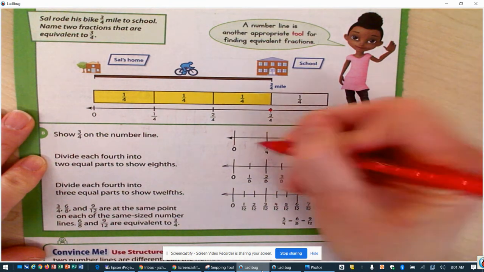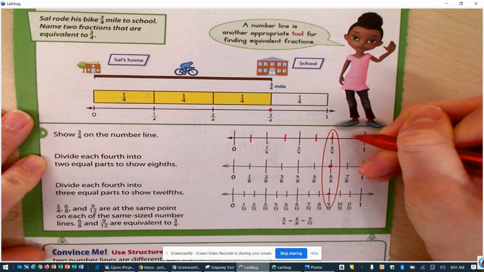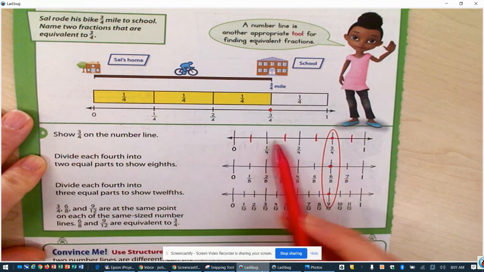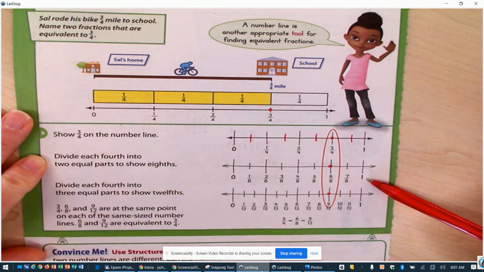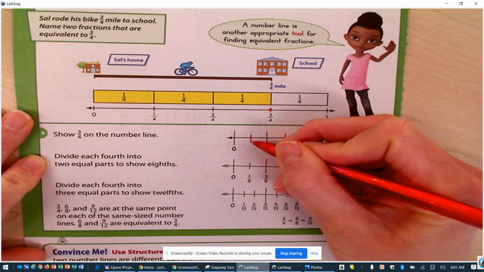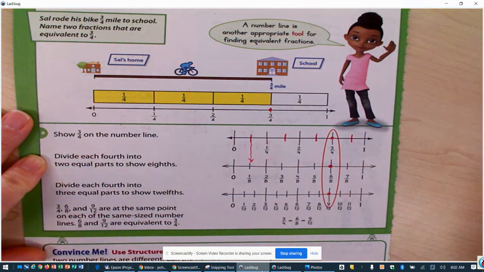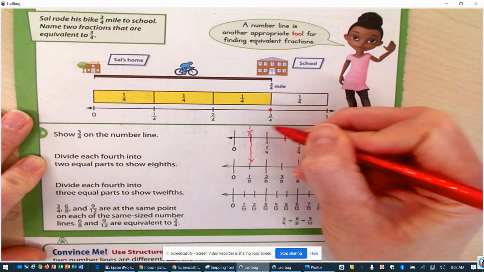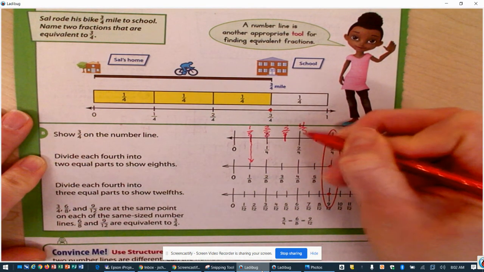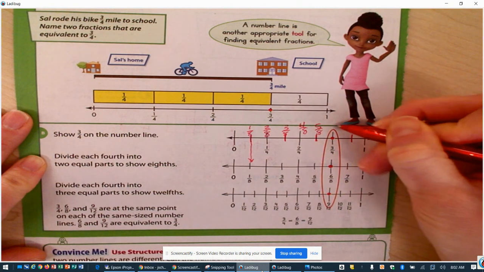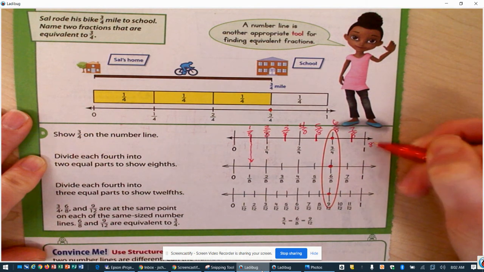So when you do that, right, when I separate these fourths in half, I make 1, 2, 3, 4, 5, 6, 7, 8 pieces, which again are highlighted down here. If I draw my line the best I can straight down, they match up. So this up here would be 1/8, and then 2/8 or 1/4, 3/8, 4/8 or 2/4, 5/8, 6/8 or 3/4, 7/8, and then 1 whole is 8/8.